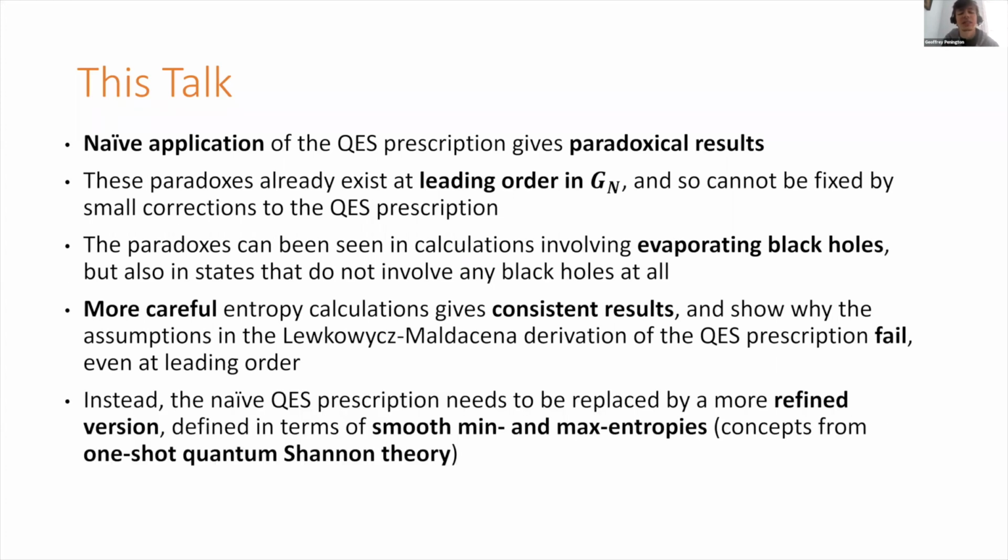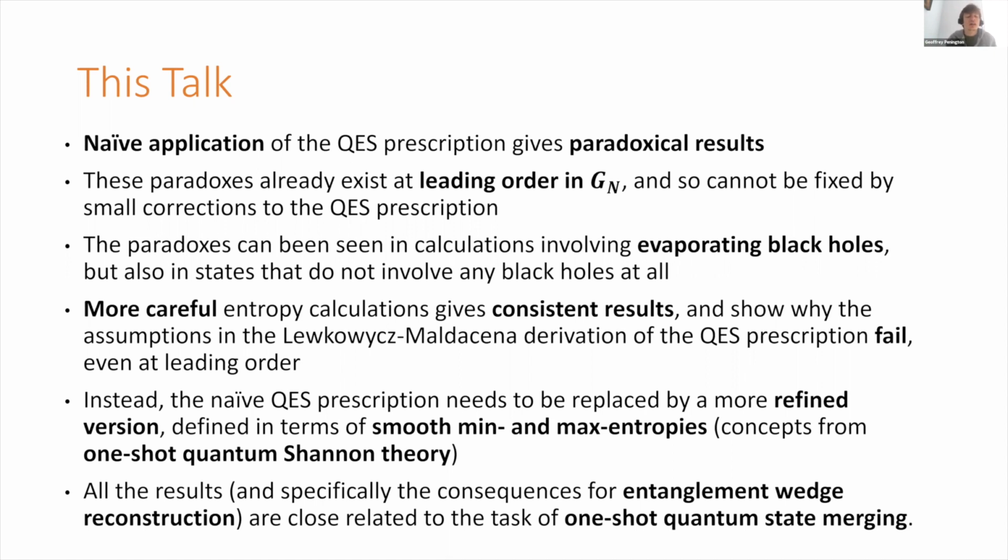And so what you find is that instead, the naive QES prescription is no longer valid. Instead, it needs to be replaced by a more refined version. This refined version is defined in terms of smooth min- and max-entropies, which are concepts from one-shot quantum Shannon theory, a subfield of quantum information theory that cares about information in a single copy of a quantum state. AdS/CFT obviously involves a single copy of a quantum state, so that's maybe not too surprising. But it's the right thing to be showing up, really, rather than von Neumann entropies. So that's reasonably satisfying.